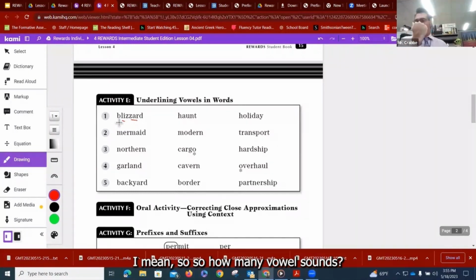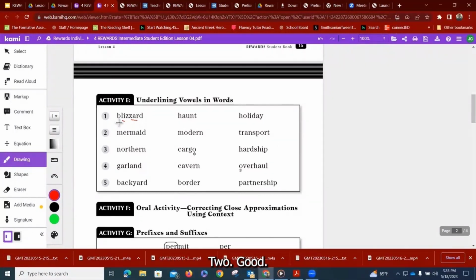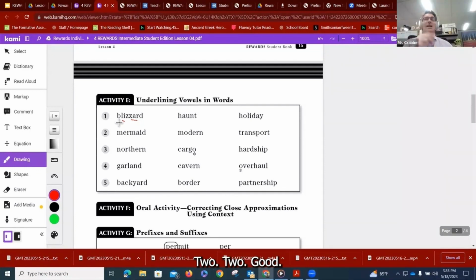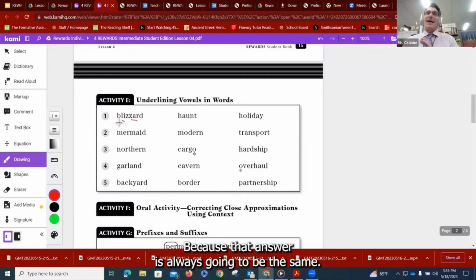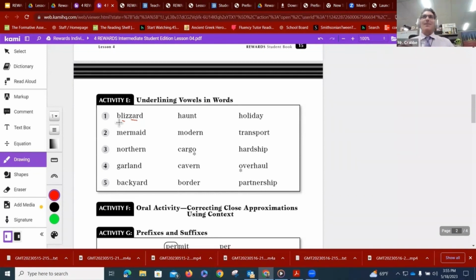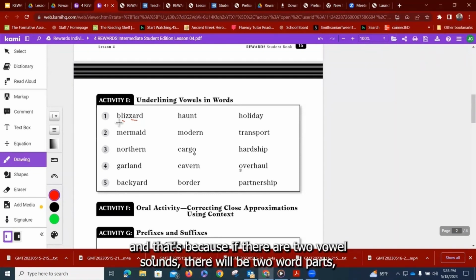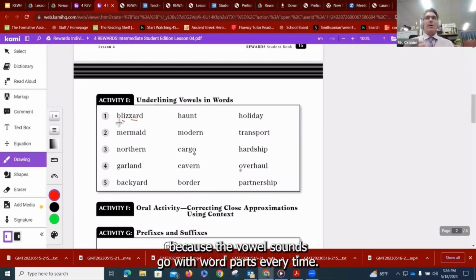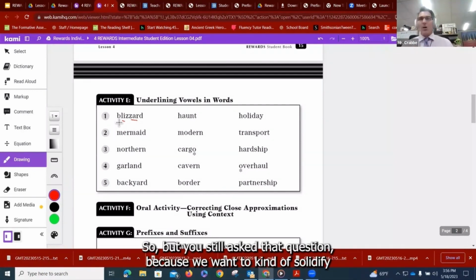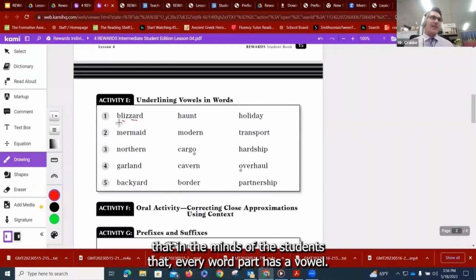So how many vowel sounds? Two. Good. How many word parts? Two. Good. Because that answer is always going to be the same. If there are two vowel sounds, there will be two word parts, because the vowel sounds go with word parts every time. But you still ask that question because we want to solidify in the minds of the students that every word part has a vowel.